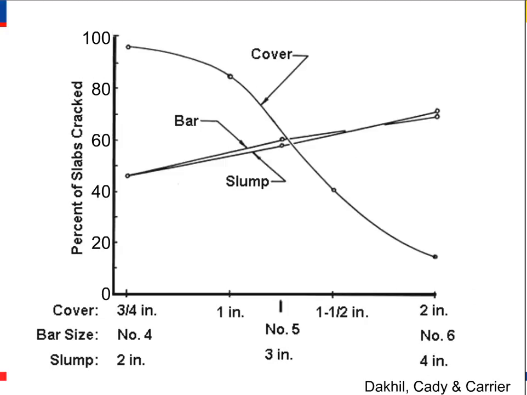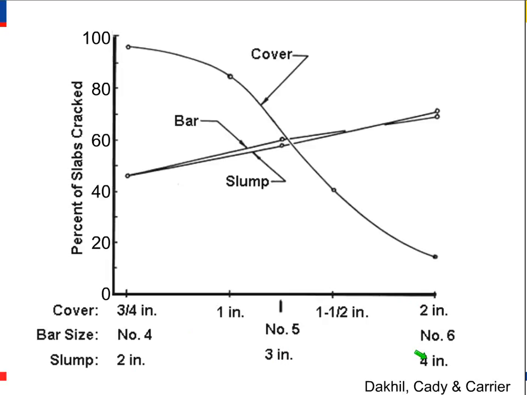This is some really classic work by Dakhil, Cady, and Carrier. They had a number of test specimens where they cast small slabs of concrete with different values of cover. The cover ran from three quarters of an inch up to 2 inches. Bar size was number 4 through number 6, and the slumps ranged from 2 to 4 inches.